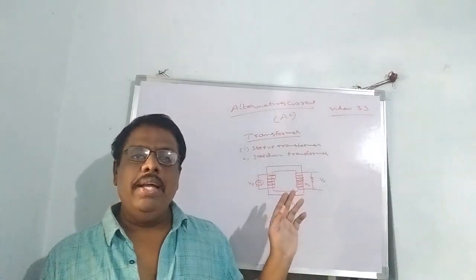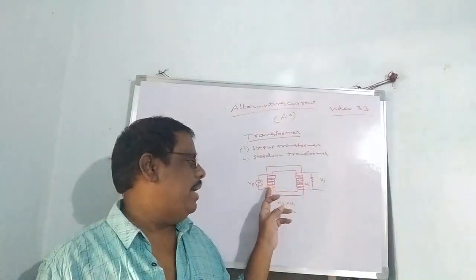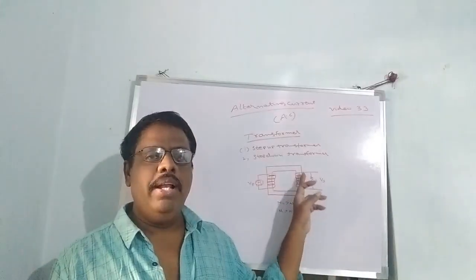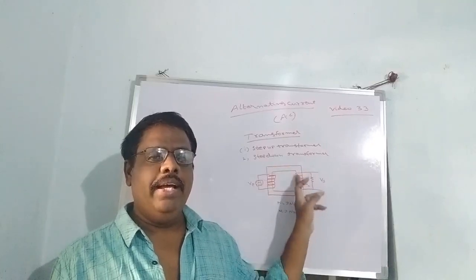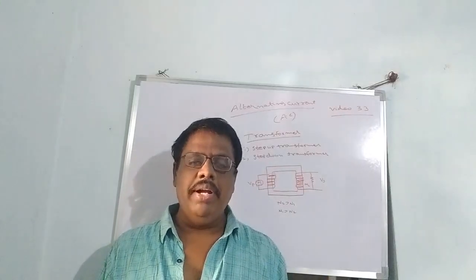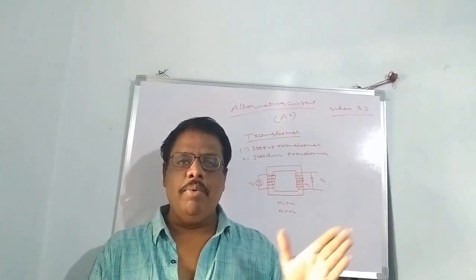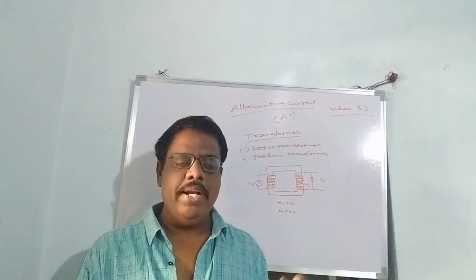What are the important parts in the transformer? They are the primary coil and the secondary coil. They are connected on either side of this core. The core is made with thin rectangular metal plates. They are laminated one above the other, insulated and laminated.